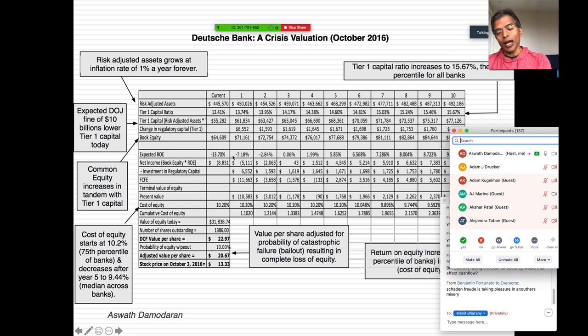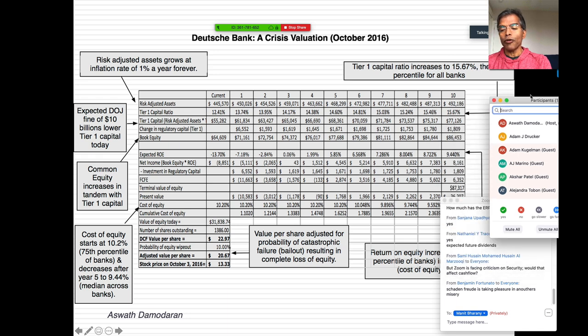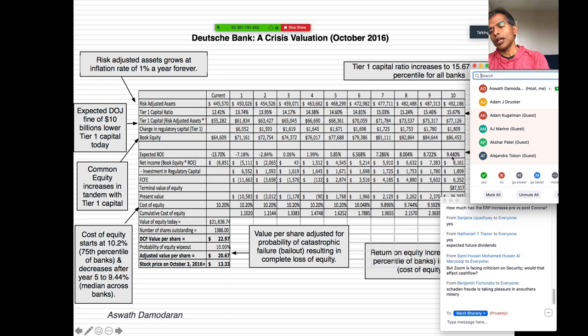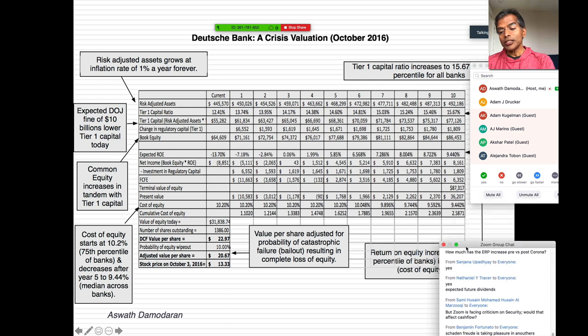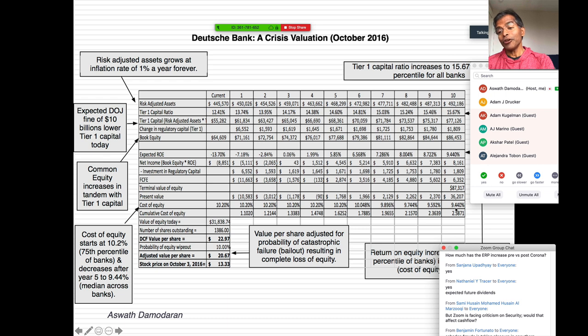I assumed over time, and this is my optimistic story for Deutsche, that their return on equity would go from negative to positive and climb over time to get to 9.44%. You're saying that's very precise. What's the 9.44%? That actually is their cost of equity in steady state. So in my optimistic story, here's what I think will happen. Deutsche will survive, its losses will become profits, but even in my best case scenario, the best case I'm hoping for Deutsche is that return on equity will converge on the cost of equity. I'm ready to value the bank with that story in place.